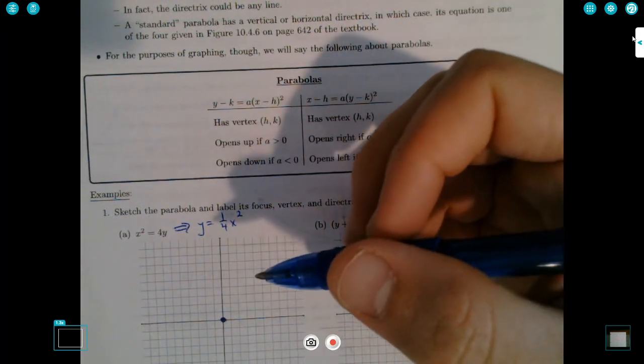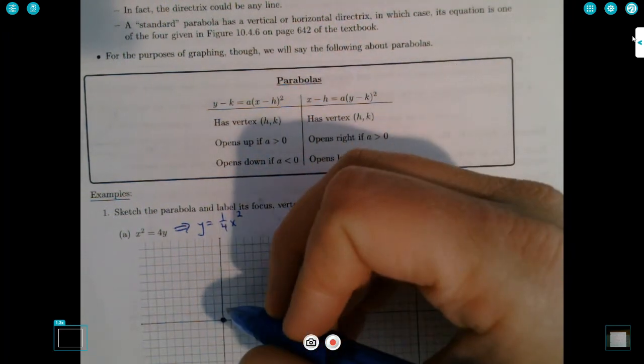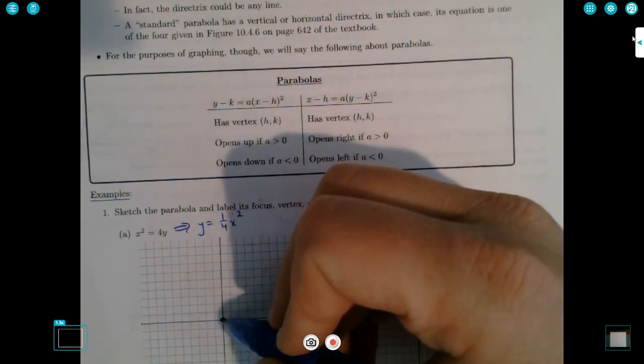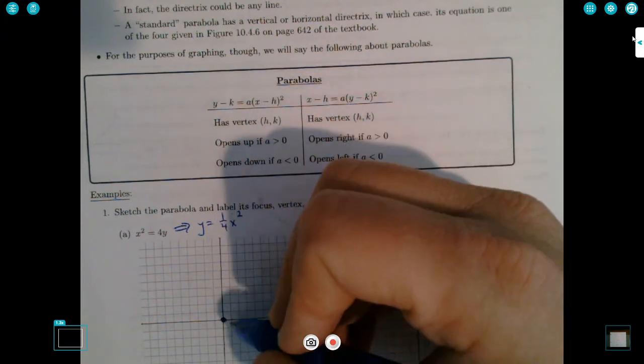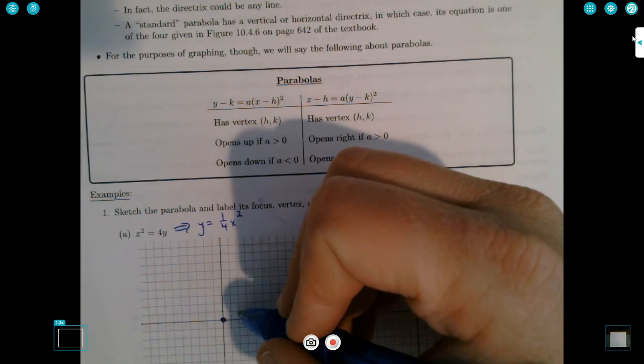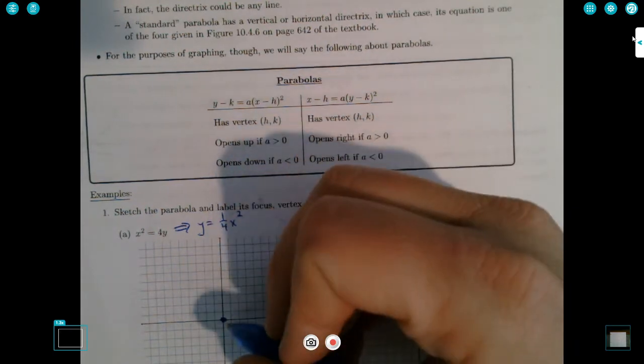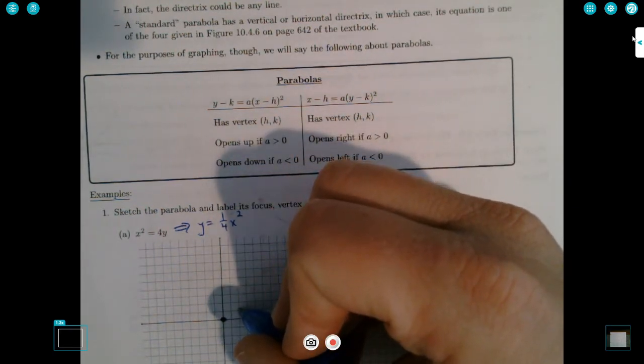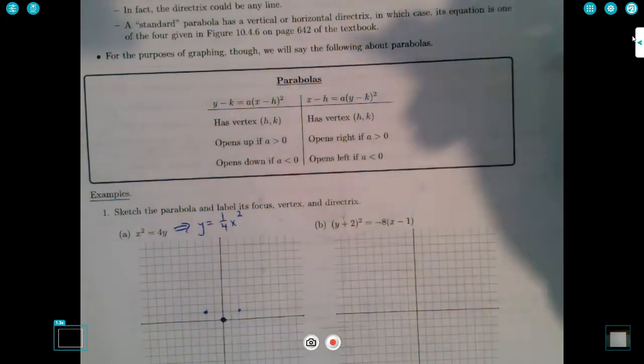So y equals 1/4 x squared. Usually we would go over 1, up 1, but we would go over 1, up 1/4 in this case. Over 2, up 4 usually, but 4 divided by 4 is 1, so we'll go over 2, up 1. Over 2, up 1, right?